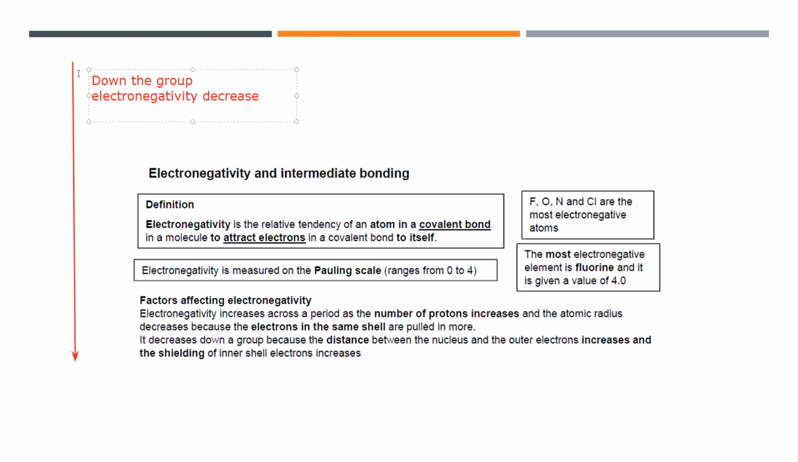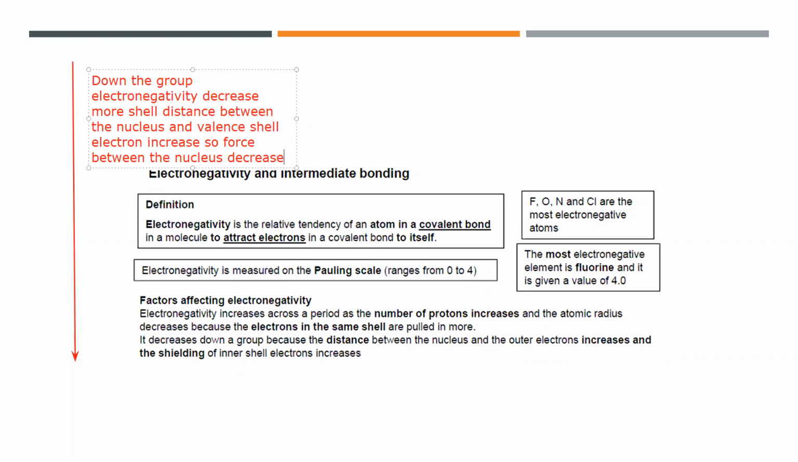Why does electronegativity decrease down the group? Because as we go down the group, the number of shells increases while the number of electrons in the last shell remains the same. With more shells, the distance between the nucleus and the valence shell electrons, or the shared electrons, increases, so the force between the nucleus and the electron decreases. That's why as we go down the group, electronegativity decreases.